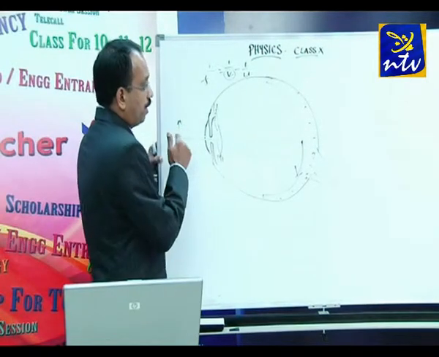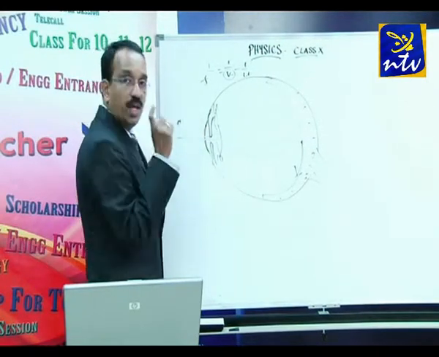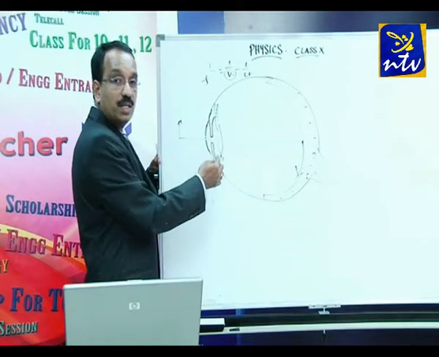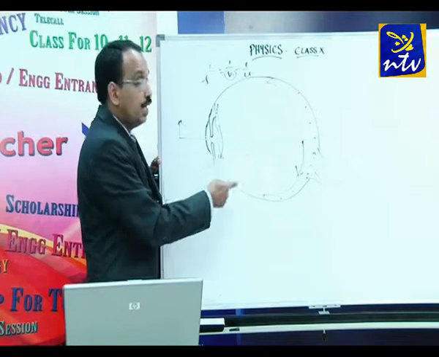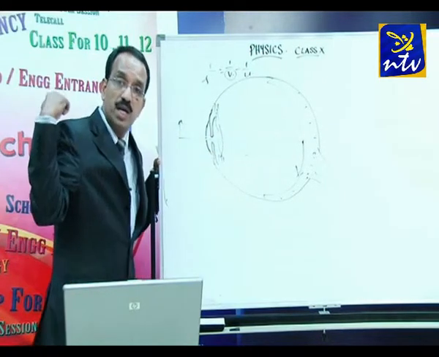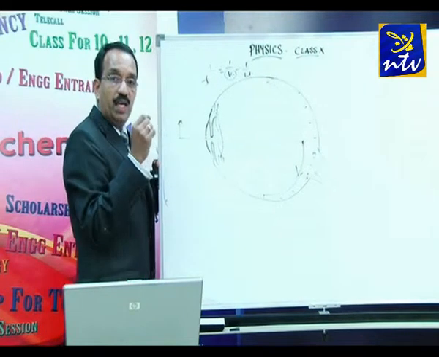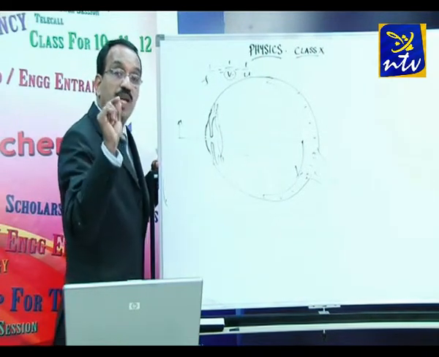So, here what I have said is, in the case of human eye, by adjusting the focal length of the lens, it is with the help of ciliary muscles, it is possible to get the image of objects at different distances, correct. So, this power of eye is what is called the power of accommodation.